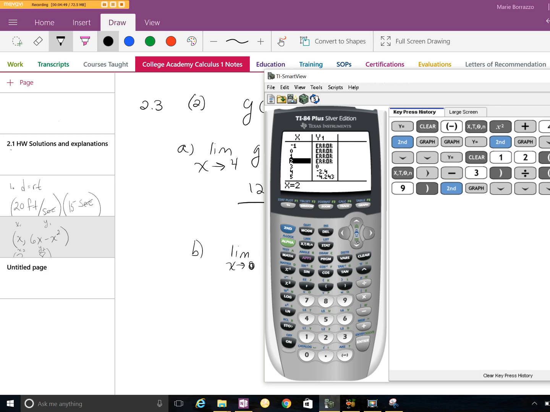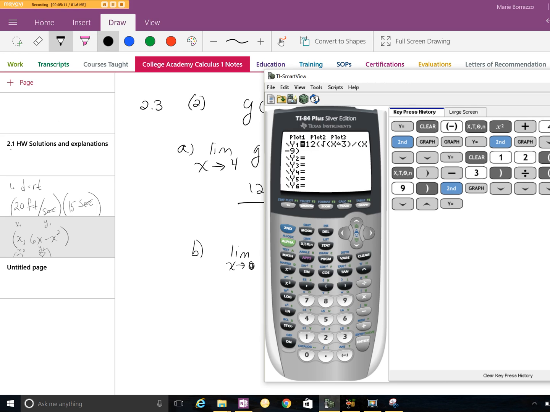So the first one we're looking at is as x approaches 4, so I'll scroll down to the 4, and you'll see this is giving us a negative 2.4. Again, order of operations. So let's go back to the calculator and see what happened. So this should be 12 square root of x minus 3.